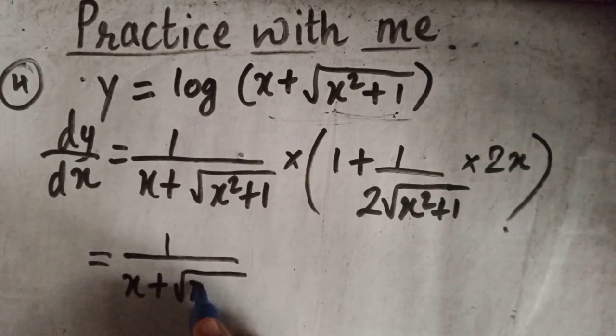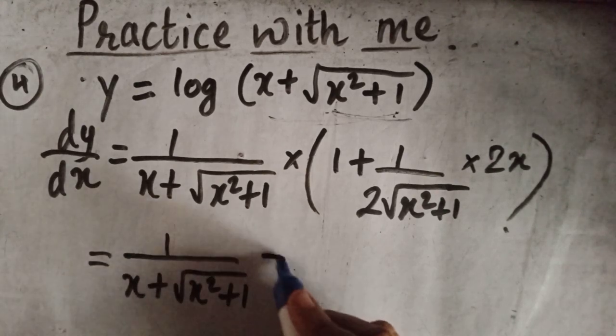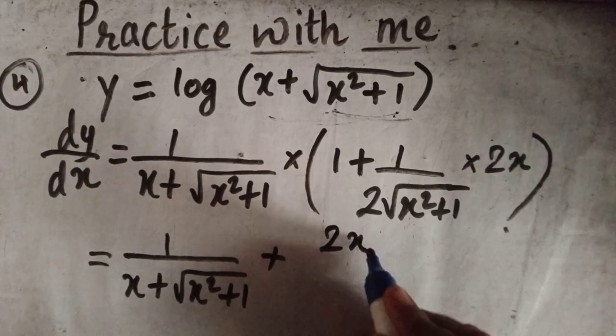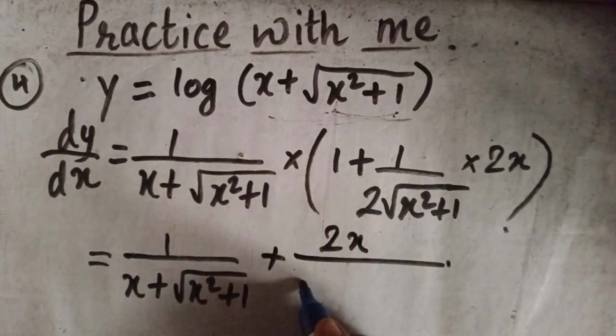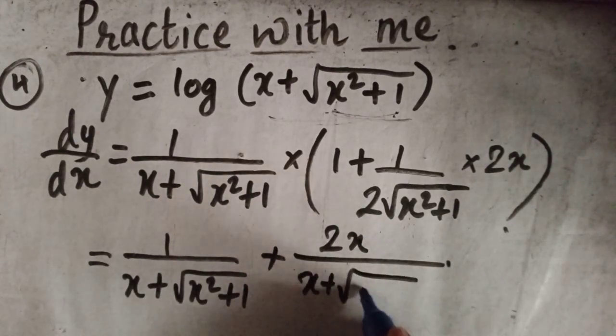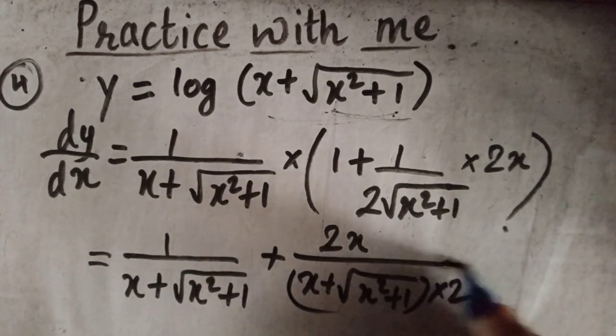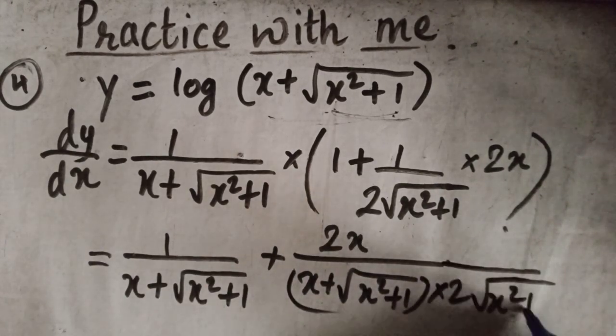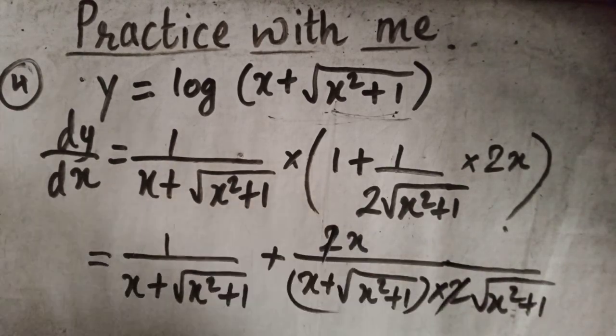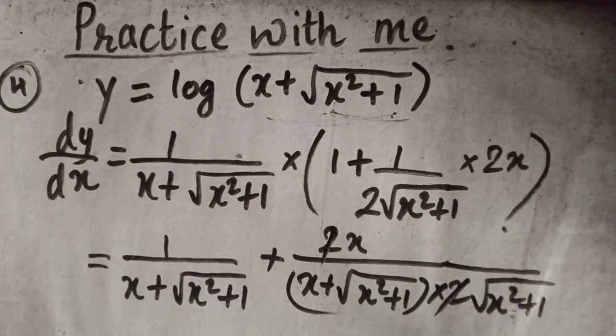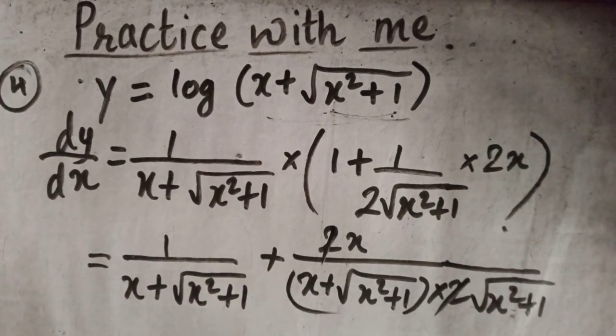Okay, so this becomes, if you take this inside, 1 upon x plus root x square plus 1, plus 2x upon x plus root x square plus 1 into 2 root x square plus 1. 2 goes. Okay. If you want, you can multiply this inside or write this as it is.